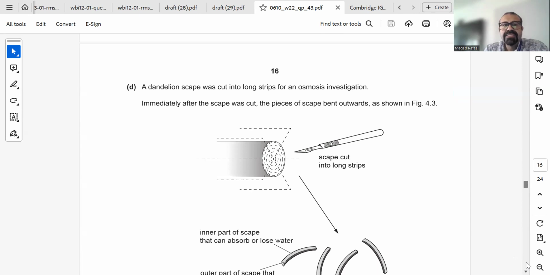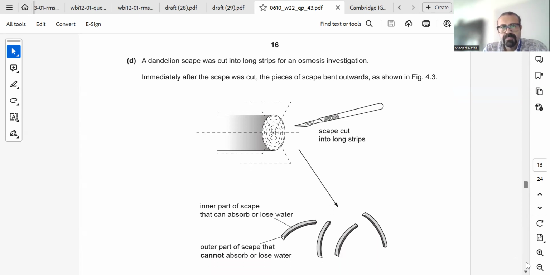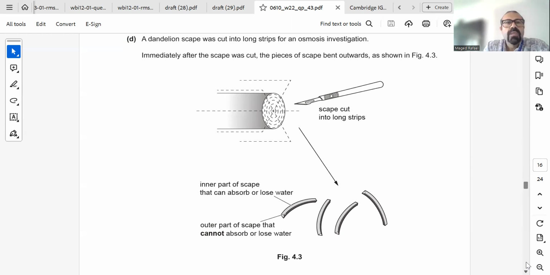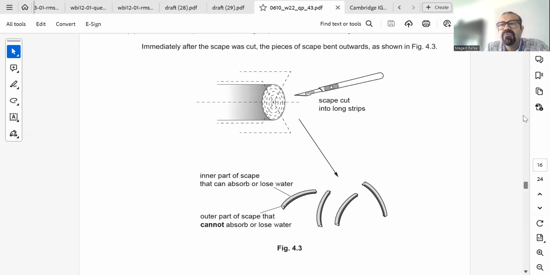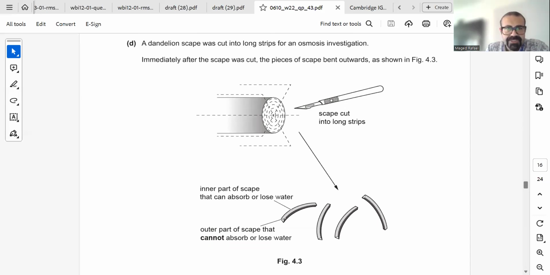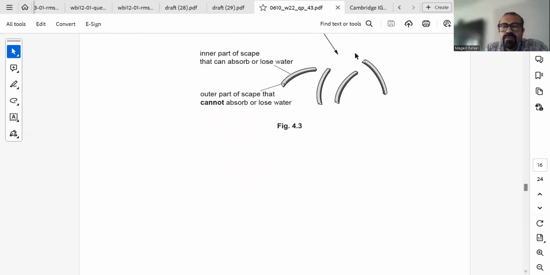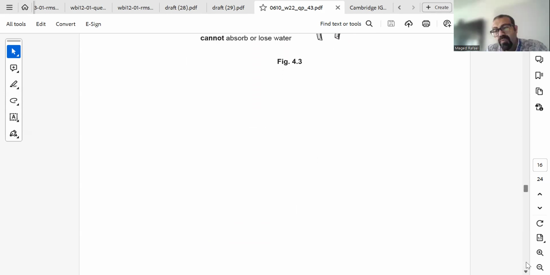Thank you. Okay, let's go to question D. The Dandelion scape was cut into long straps for an osmosis investigation. Immediately after scape was cut, the pieces of scape bent outwards as shown in figure 4.3. ماشي، هي على طول بعد ما قطعها it bent upward بالشكل ده. وهو بيقول لك في الكويستشن انه ال inner part of scape can absorb or lose the water. However, the outer part cannot. يبقى أكيد I will touch الأيديا بتاعت الأوزموزس، I will touch الأيديا بتاعت losing الووتر أو gaining الووتر.